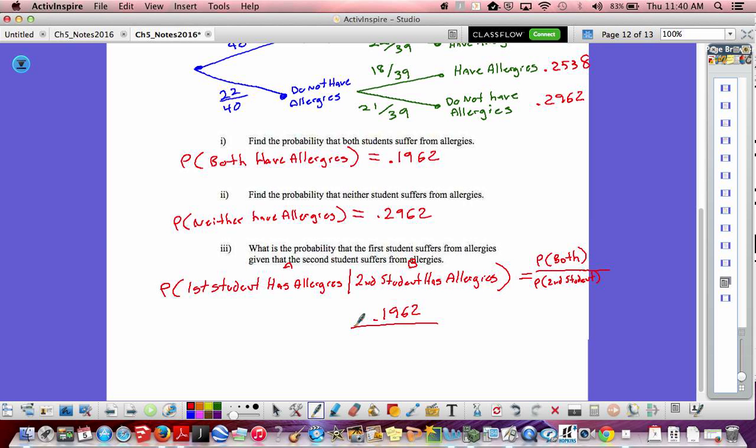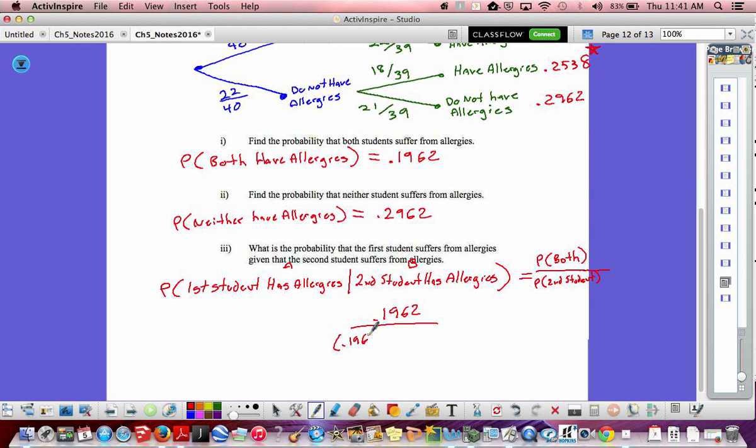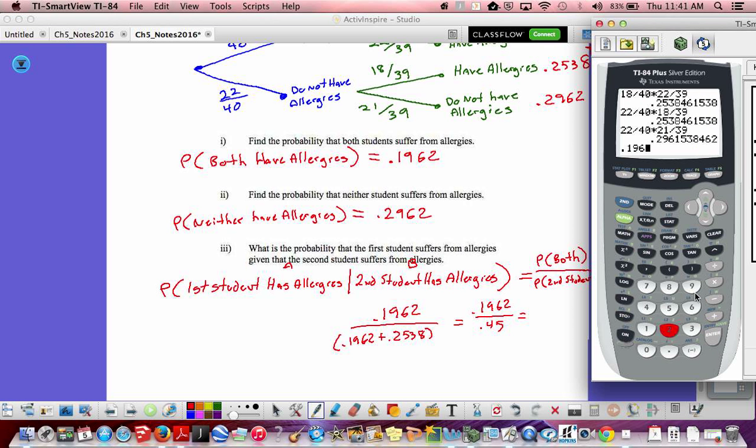Now to get the probability of the second student having allergies, we're looking at not only the 0.1962, but this probability right here, the 0.2538. Those two combined would be the probability of the second student having allergies. So if you actually add those two probabilities together, I'll just note them here, 0.1962 plus 0.25. If you want to, you can add that probability together ahead of time. I believe it is 0.45. So, now do our calculation. 0.1962 divided by 0.45, 0.436.